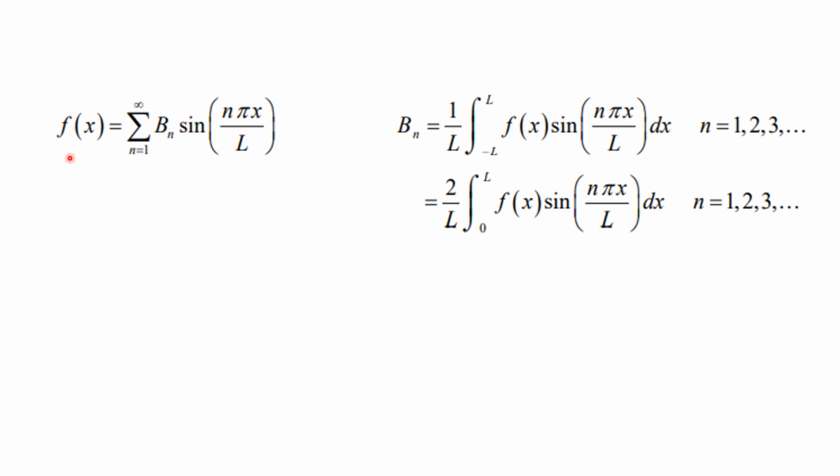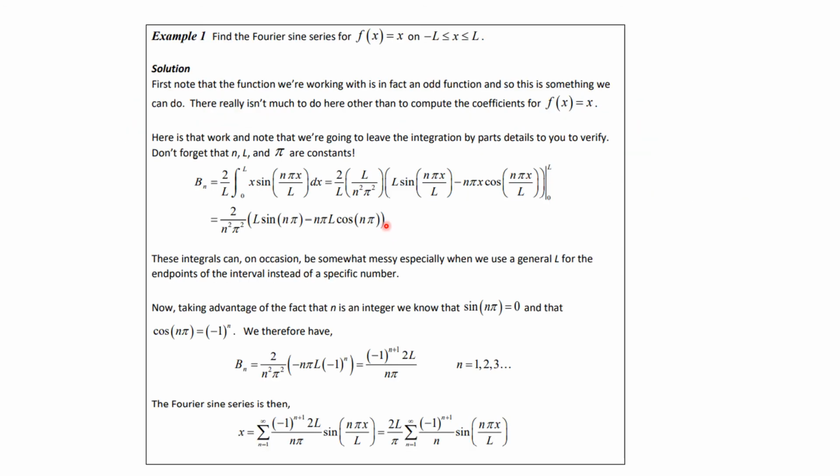So to summarize, if you want f of x to be equal to the summation of bn sine of n pi x over L, and you want to find out what those are, these are the coefficients that you have to have. And such a thing is called the Fourier sine series for f. Let's look at an example. So you want to find the Fourier sine series for f of x equal x on minus L to L.